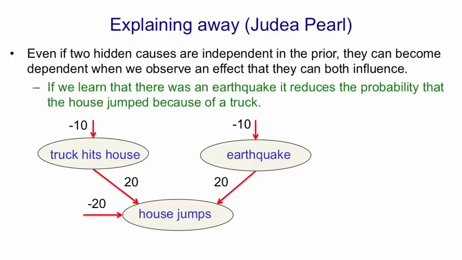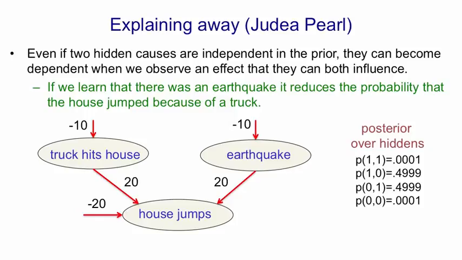So, assuming there was an earthquake reduces the probability that the house jumped because a truck hit it, and we get an anti-correlation between the two hidden causes when we've observed the house jumping. Notice in the model itself, in the prior for the model, these two hidden causes are quite independent. So if the house jumps, there's basically an even chance that was because of a truck or because of an earthquake. The posterior actually looks something like this.